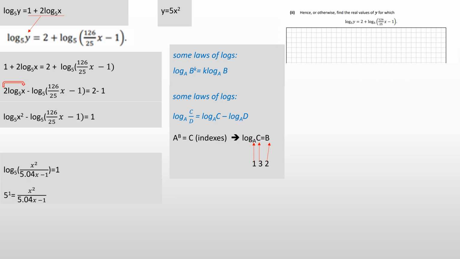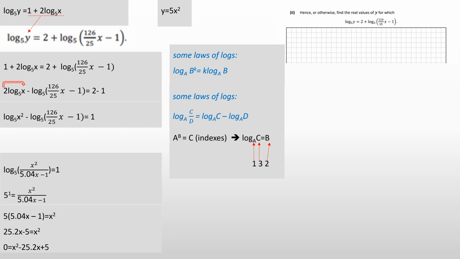you can then solve that equation. It's now an algebraic equation. 5 to the power of 1 is just 5. So you end up with this equation. So you can multiply both sides to get rid of the fraction by 5.04x minus 1. And then on the right, you're just left with the x squared. So if you multiply that out, you end up with 25.2x minus 5 equals x squared.